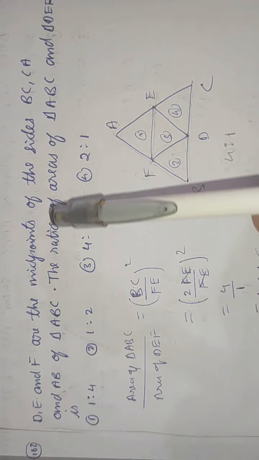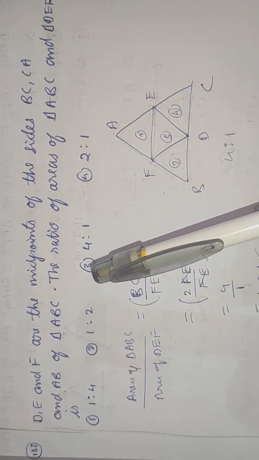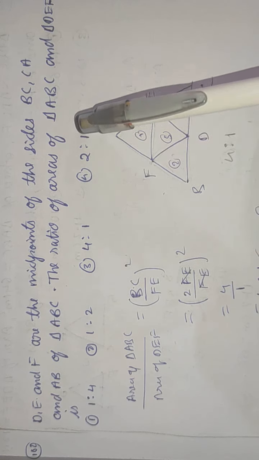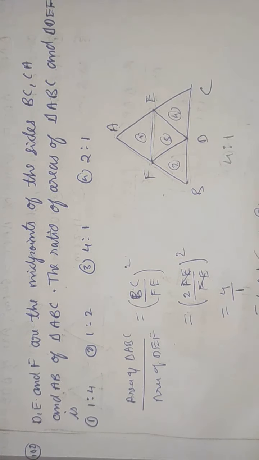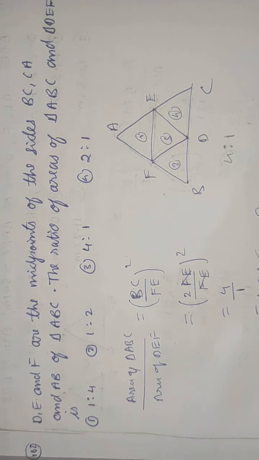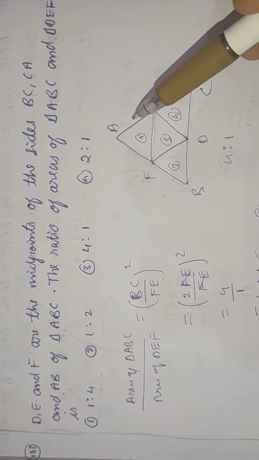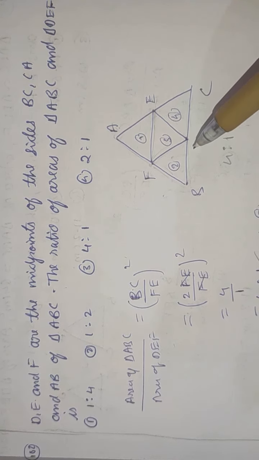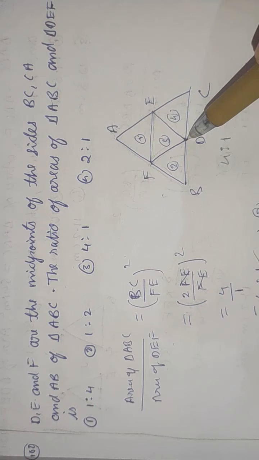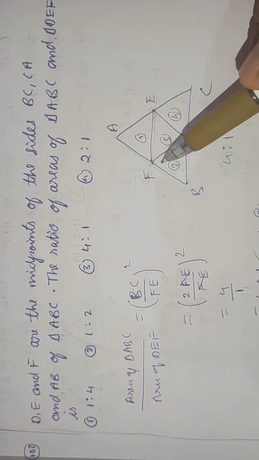So D, E, F are the midpoints of the sides BC, CA, AB of the triangle ABC. The ratio of areas of triangle ABC and DEF is. So the question is very easy. You can solve it in two ways. One, by considering the figure of the triangle ABC. The midpoint of the side BC is D, the midpoint of AC is E, and the midpoint of the side AB is F.